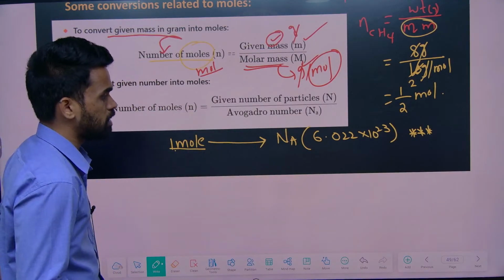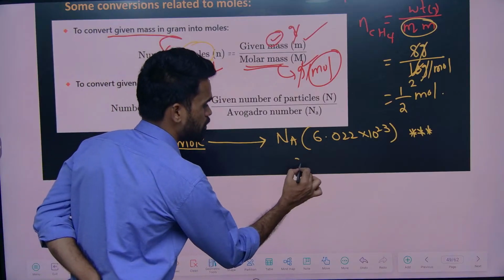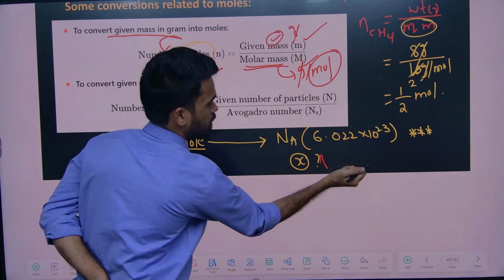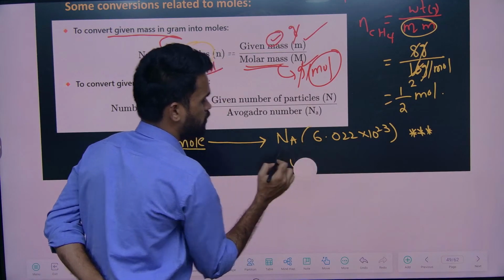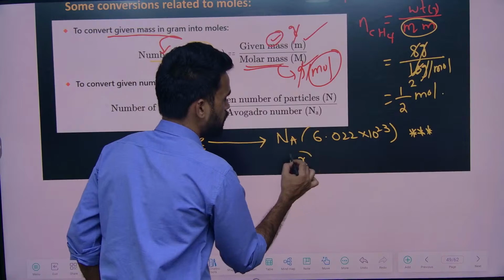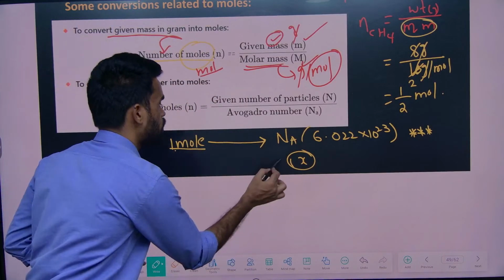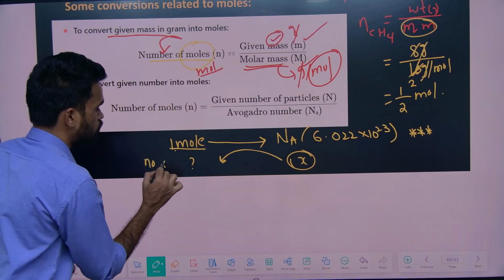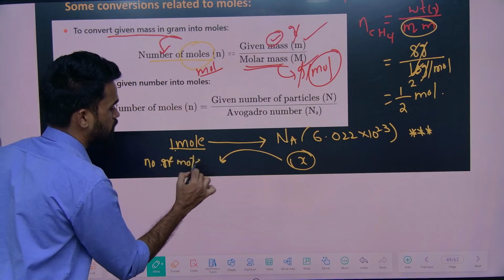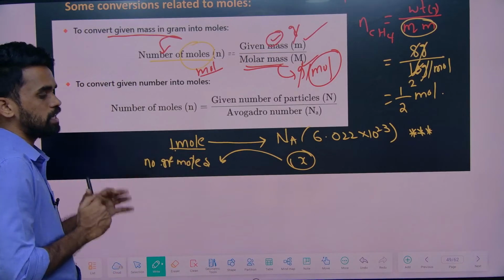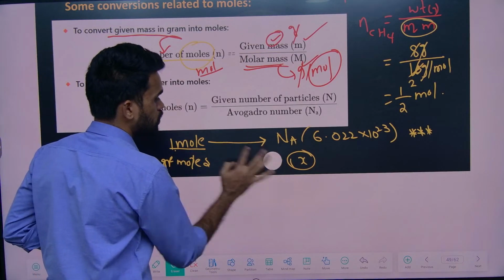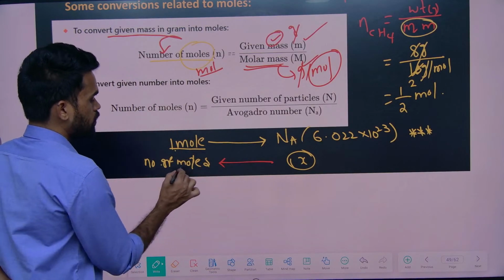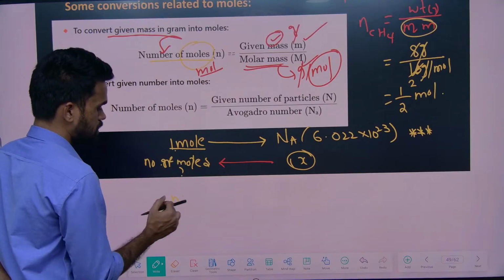Now what I am saying is, I have only some x number of particles. Sometimes they will give you x number of particles, instead of saying Avogadro number of particles, they will give you some 10 lakh particles. Then how many moles will it be? What to use here is the unitary method. So here they will ask like this, and simply you need to calculate the number of moles.